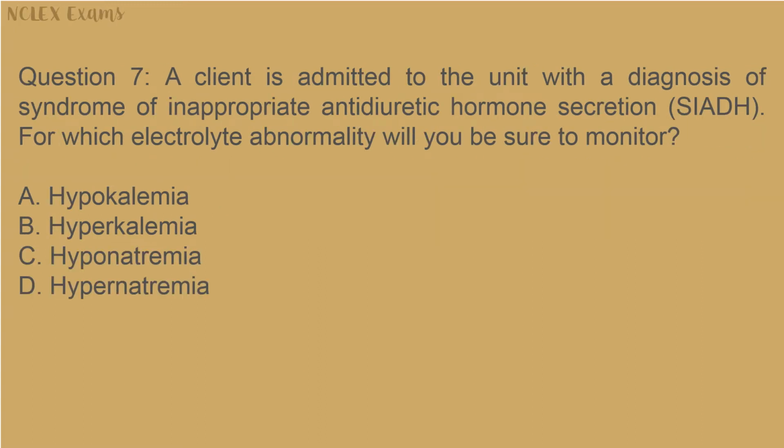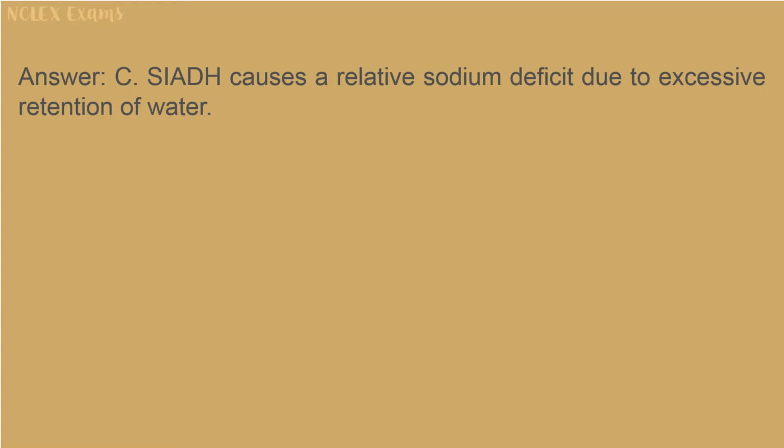Question 7. A client is admitted to the unit with a diagnosis of syndrome of inappropriate antidiuretic hormone secretion, SIADH. For which electrolyte abnormality will you be sure to monitor? A. Hypokalemia. B. Hyperkalemia. C. Hyponatremia. D. Hypernatremia. Answer: C. SIADH causes a relative sodium deficit due to excessive retention of water.